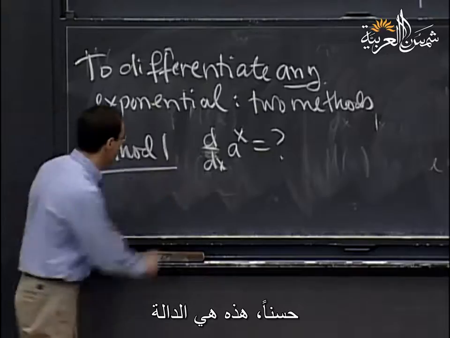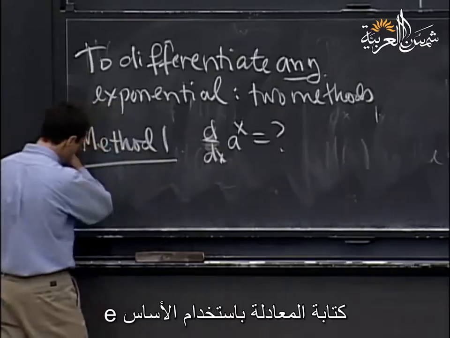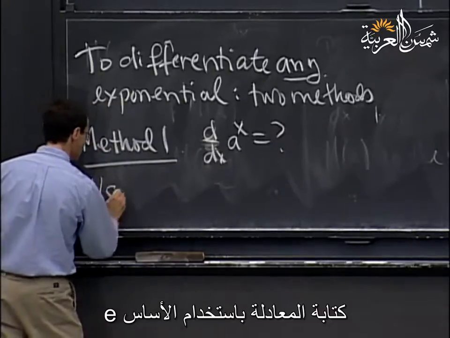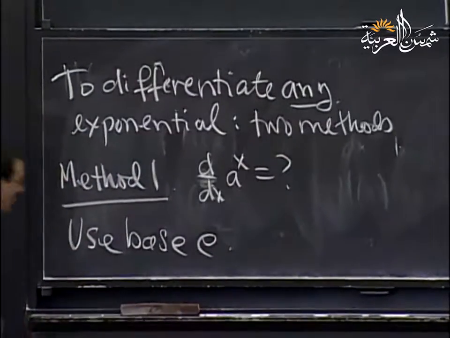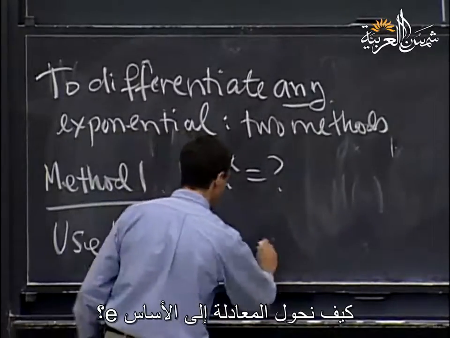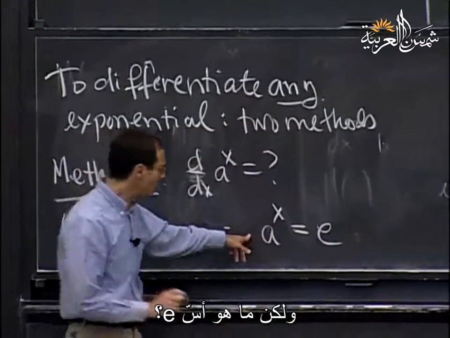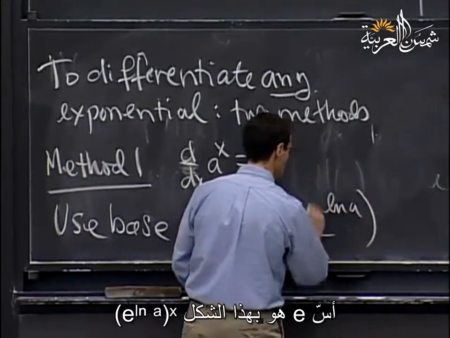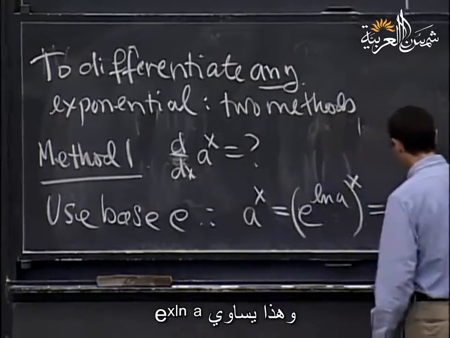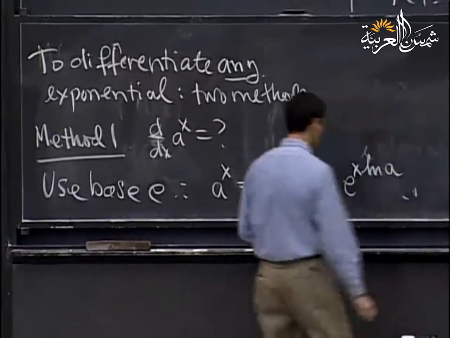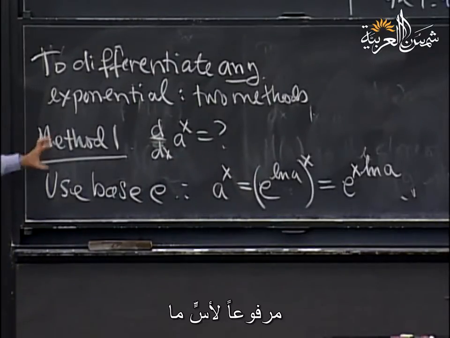Okay? So here it is, and here's the procedure. The method is to use base e, or convert to base e. So how do you convert to base e? Well, you write a to the x as e to some power. So what power is it? It's e to the power log a, to the power x. And that is just e to the x log a. All right, so we've made our conversion now to base e, an exponential of something.